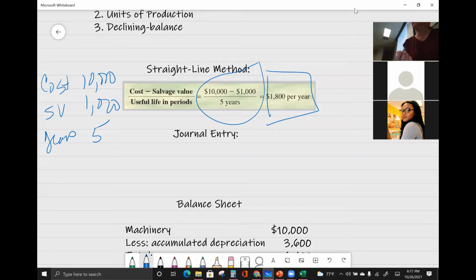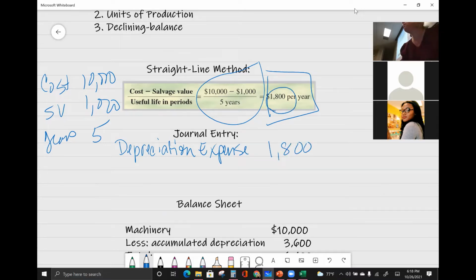Okay, so let's do our entry. So do we remember what the account is called for the expense? It's going back a few chapters. Do y'all remember? We're doing depreciation and we want to expense it. It's called depreciation expense. So we'll have a debit to depreciation expense, because remember, when we want to expense something, it's going to be the debit. How much? $1,800, because I'm doing the entire year.